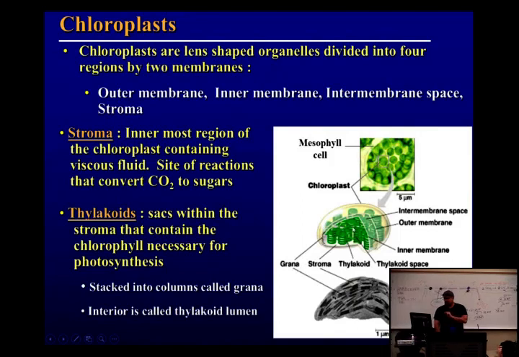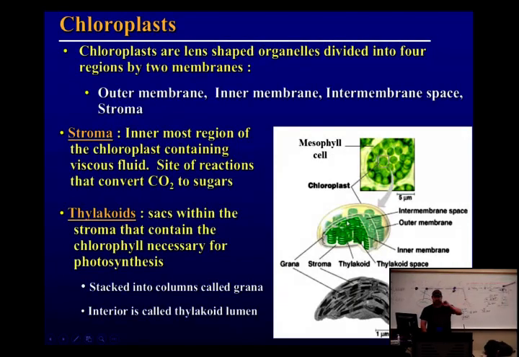So what's the inside part of the chloroplast called? Stroma. Where's the DNA in the chloroplast? Stroma. Good. The thylakoids are located in the stroma as well, right?